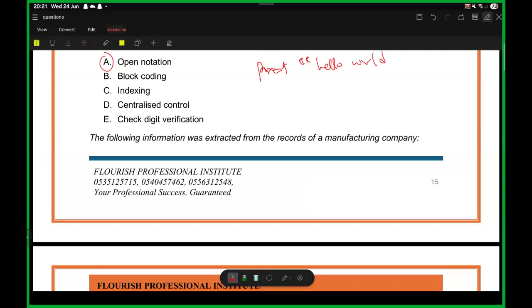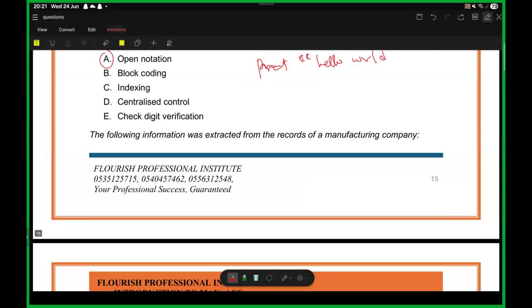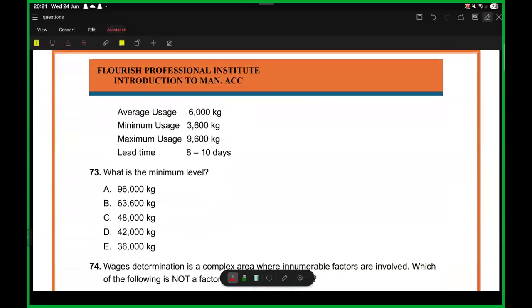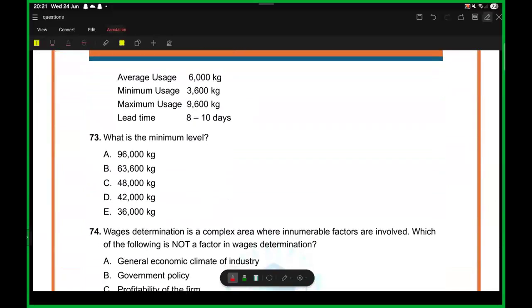The following information was extracted from the records of a manufacturing company. So these are the information. We are having average usage, minimum usage, maximum usage, lead time. These are the information we need. They are telling us what is the minimum level. And these things are mostly called the inventory control.